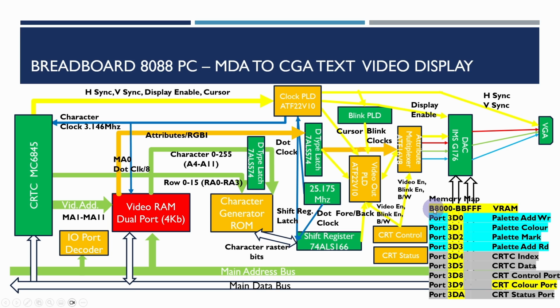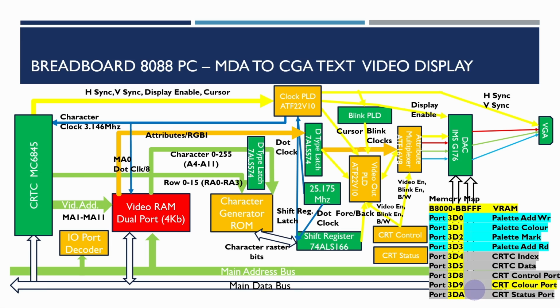The MDA was at B000, and now it's going to go to B8000, and previously the ports were 3B in this range, and now they're going to 3D. So in fact, the changes are fairly minimal. And there's now an extra colour control port as well. So 3D9 is a new colour control port that the CGA adapter has.